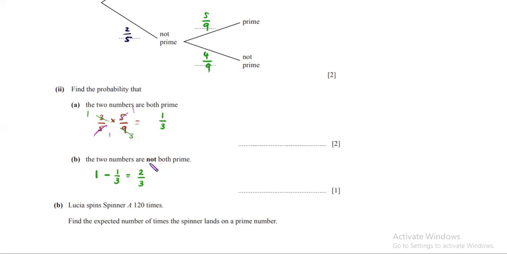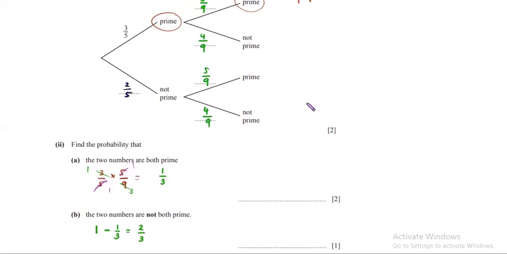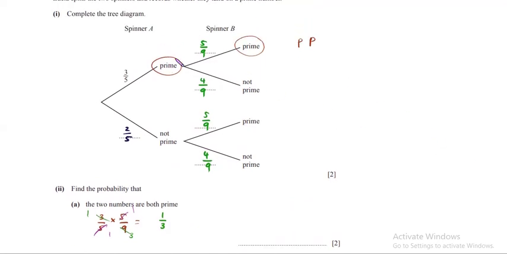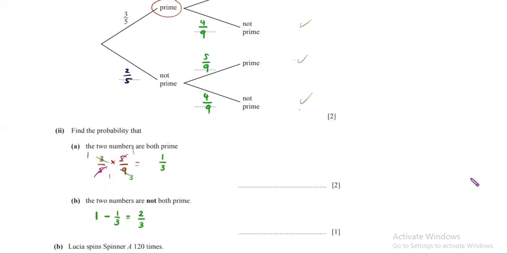In this case, again, not both prime means not prime and not prime, apart from that, the others. Not both prime means apart from P and P, everything else, these 3. Which means I can even find the probability of these by multiplying 3/5 with 4/9, 2/5 with 5/9, then 2/5 with 4/9. I can multiply them, find their probabilities and add them together. Still, it will give us the same answer, 2/3.